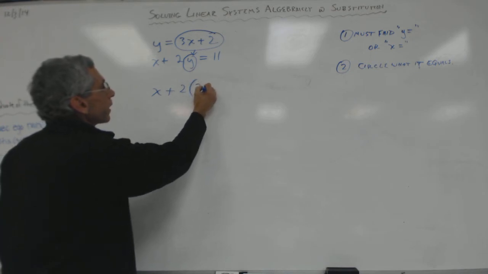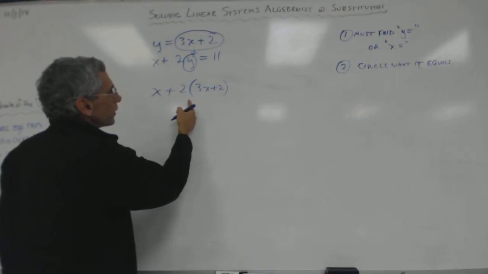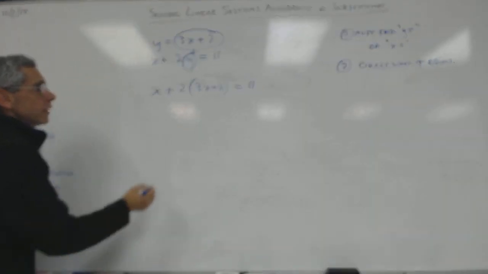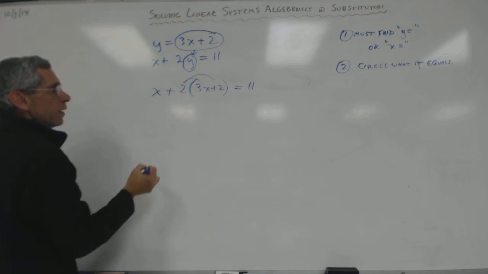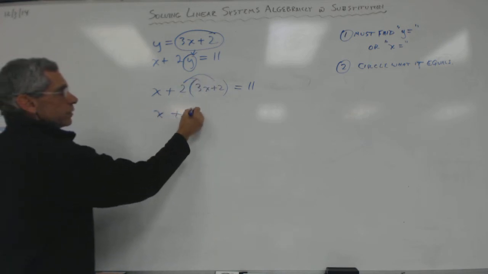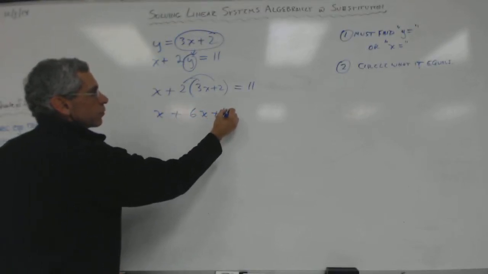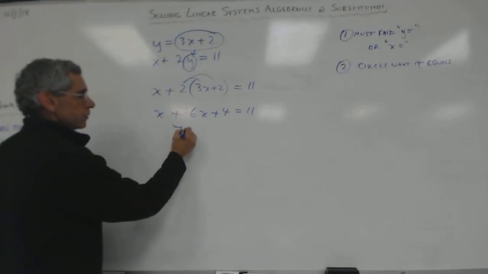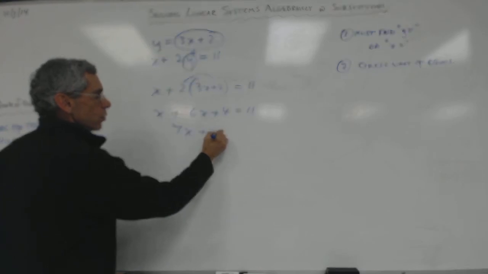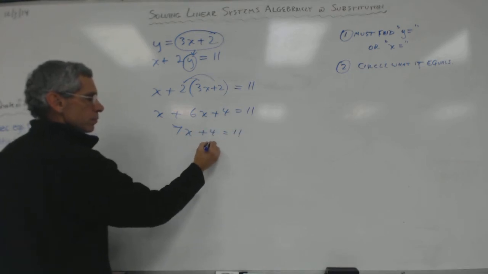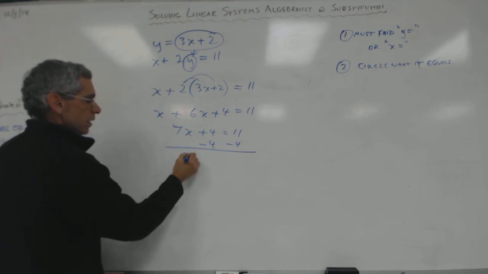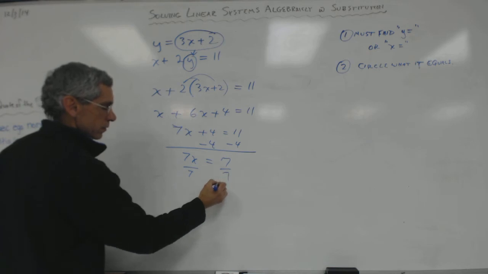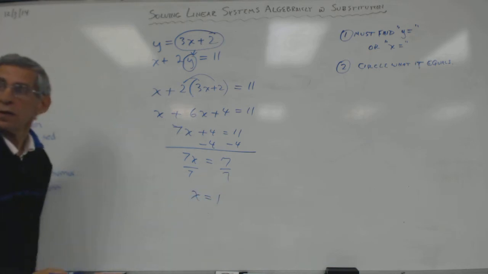Oh, I get it. You see why you have to have parentheses. Equals 11. And then I'm going to use the distributive property, right? So x plus 6x plus 4 equals 11. 7x plus 4 equals 11. Minus 4. 7x equals 7. Divided by 7. x equals 1.